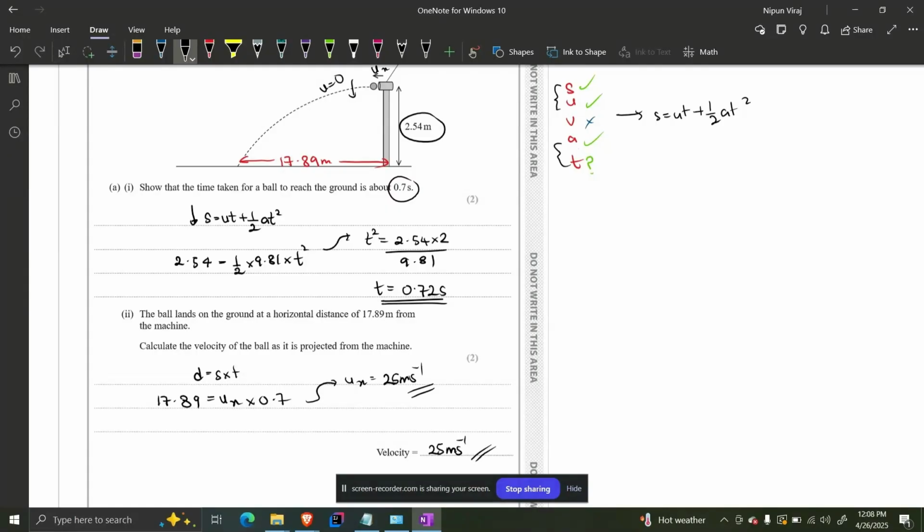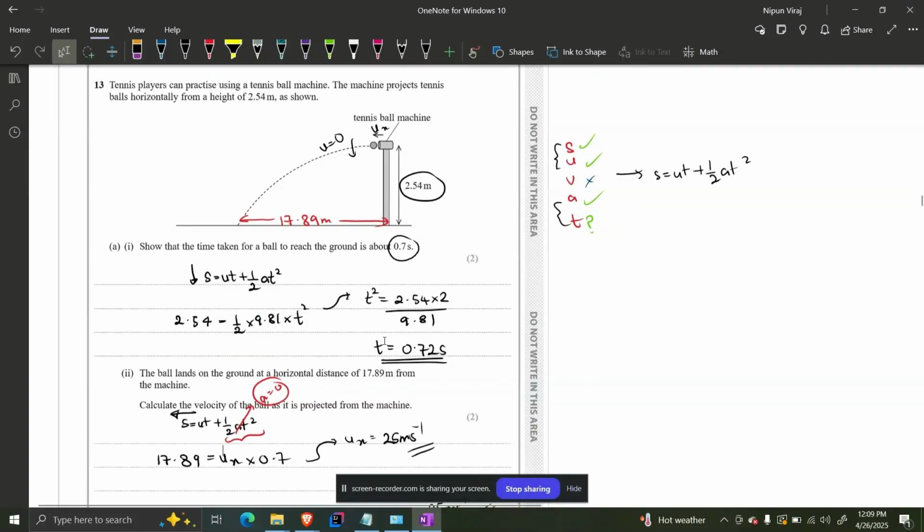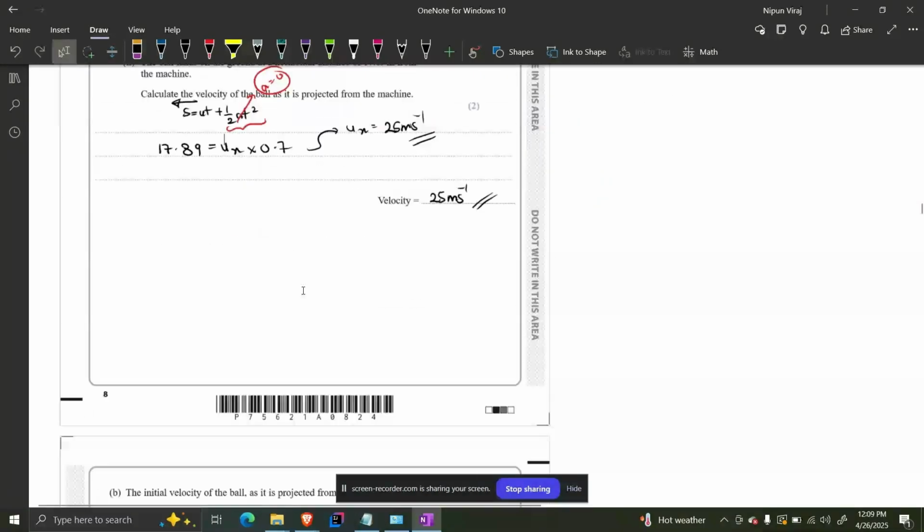But rather than using distance equals speed into time, it's better if you write s equals ut plus half at squared this way. The acceleration is zero, therefore this part will be cancelled. You can just write s equals ut, but it's better to write the full equation, s equals ut plus half at squared, then put acceleration zero and proceed. That's the best way. I think these two are easy questions.